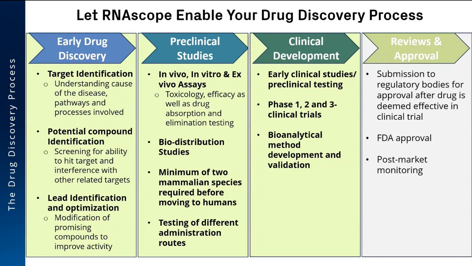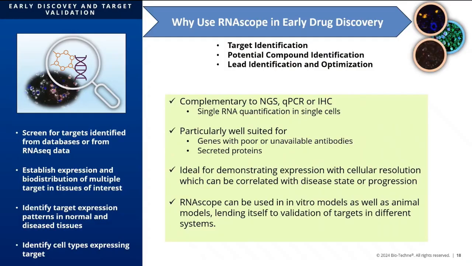At the early stages of drug discovery and target validation, RNAscope can be used as a complementary approach to screen for targets that have been identified from databases or other bulk analysis. Our technology can be particularly helpful for gene targets for which reliable antibodies are not available. Assessing RNA expression can help establish expression patterns with cellular resolution in tissues and regions of interest, as well as in different species and disease models.